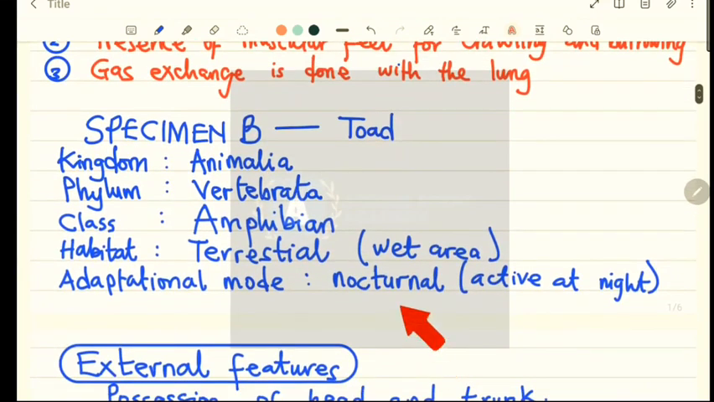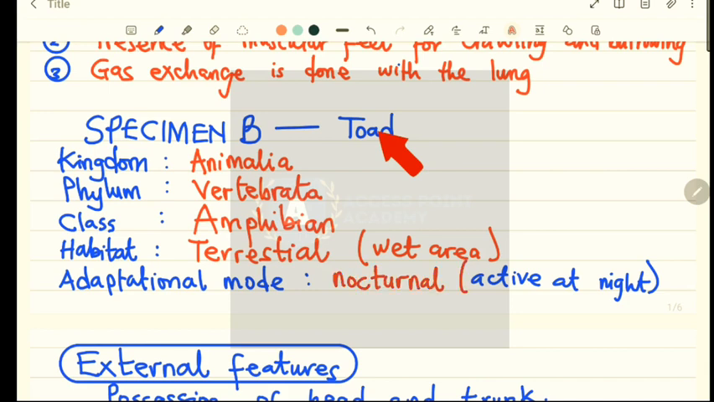So we quickly move to the second specimen, which is specimen B, and that is a toad. The toad is an animal, so it belongs to the kingdom Animalia, and at the same time it is a vertebrate that belongs to the class Amphibia. The habitat is terrestrial, meanwhile a wet area. That is where you find it. At times it might go to water, but unlike the frog that likes to go to water very well, the toad is always in a wet area. So you see them during the raining season and the like.